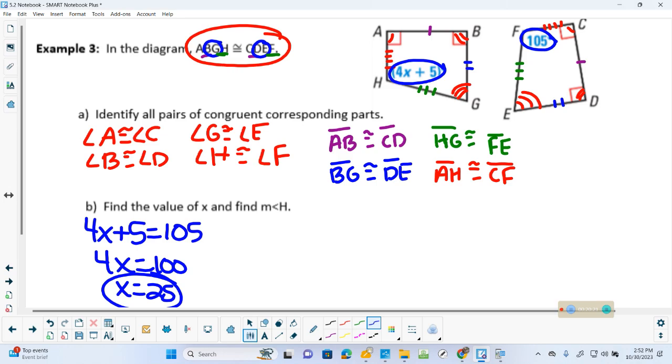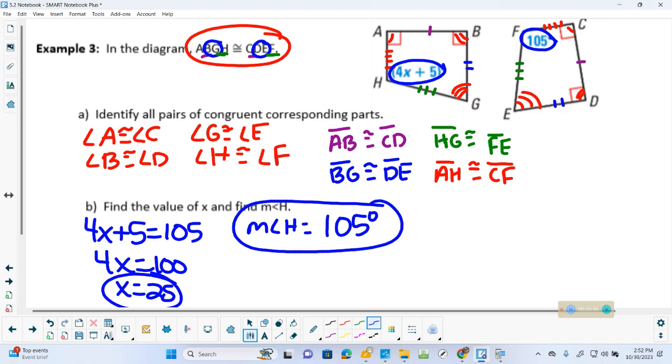Now, I can't believe these words are going to come out of my mouth. Can you find the measure of angle H with no work? What is it? 105, because they're the same. Could you put 25 in for x and calculate it? Yeah, but that seems like too much time. They are the same. So not hard, just very, very time consuming to match up all the pieces. Any questions on that one I can answer for anybody?